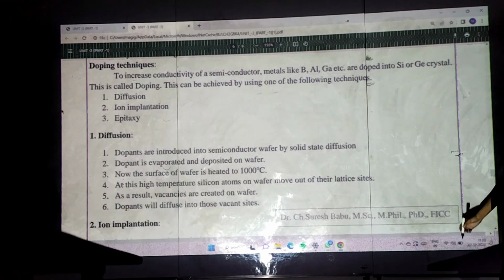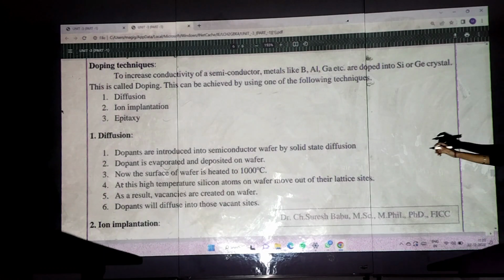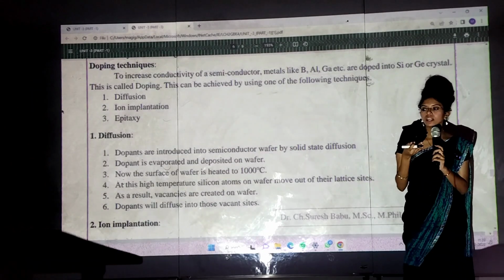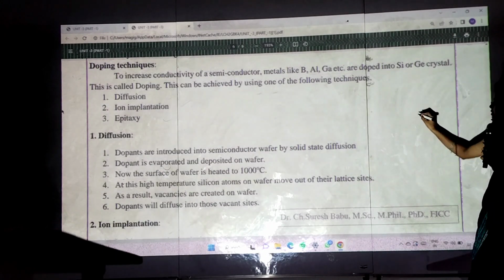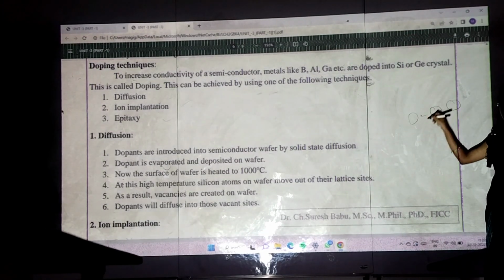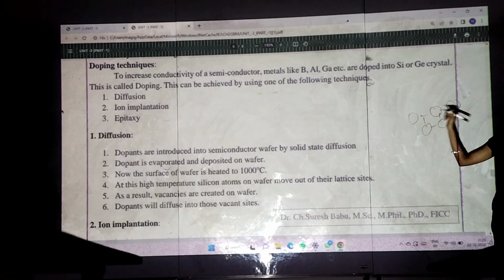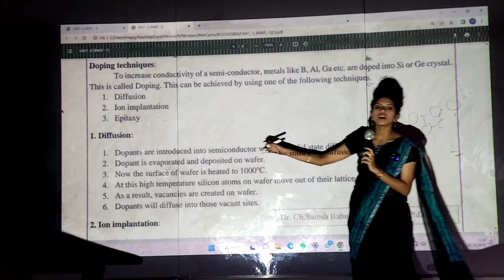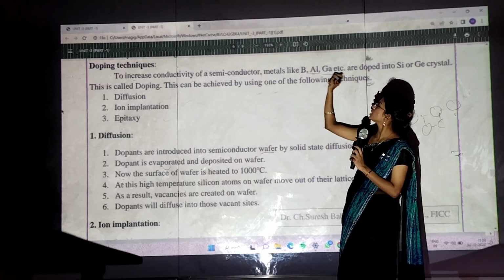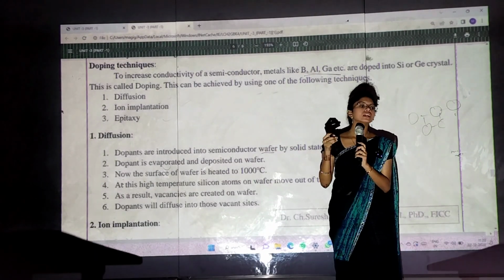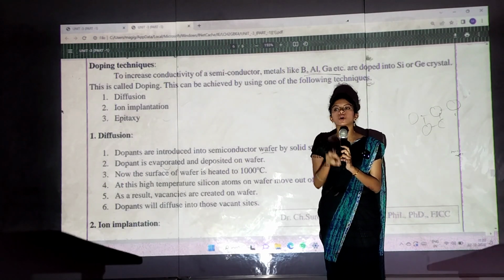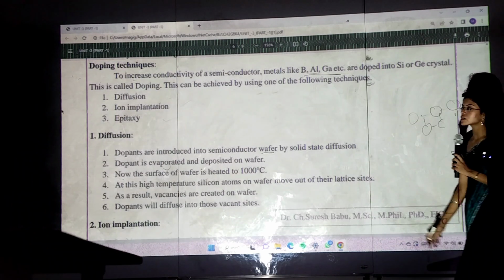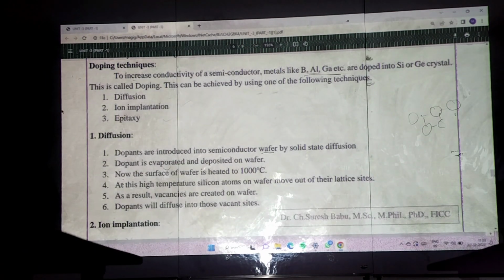Coming to diffusion. A wafer is nothing but a thin layer, a crystalline structure, which you simply call a wafer. The dopants, such as boron, aluminium, gallium, are the elements you are going to dope. The dopants are introduced into the semiconductor wafer by solid state diffusion.